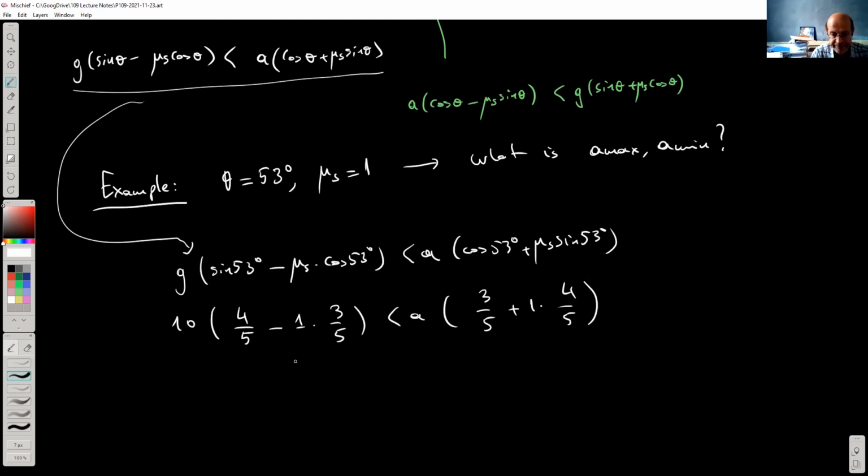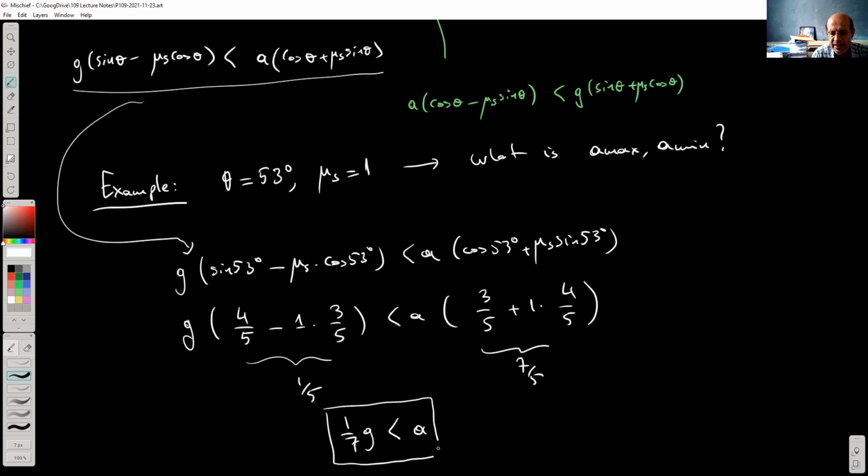In any case, so that's 1/5. This is 7/5. So that actually implies that A is bigger than, let me leave this as g. So I'm just going to leave this symbolically. So that's basically something that we can better understand. If the acceleration is bigger than 1/7 of the gravitational acceleration, this is one condition that must be satisfied. So that means that this is the minimum acceleration then. What about the maximum one?